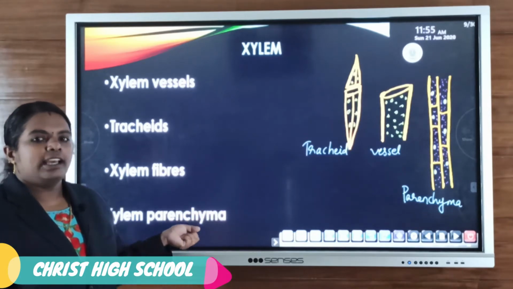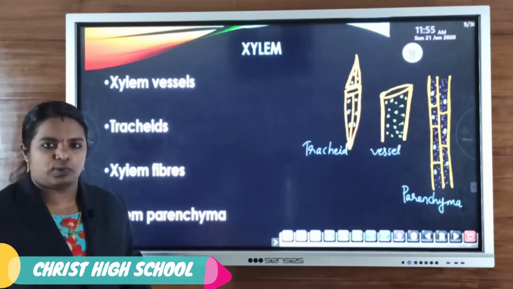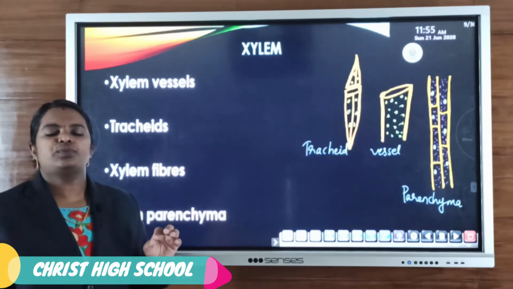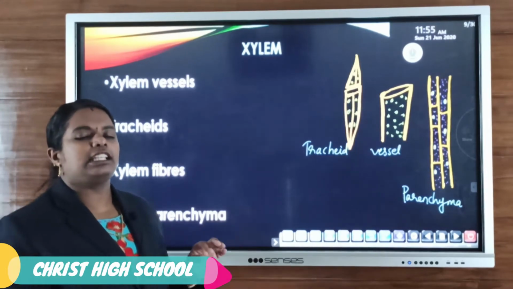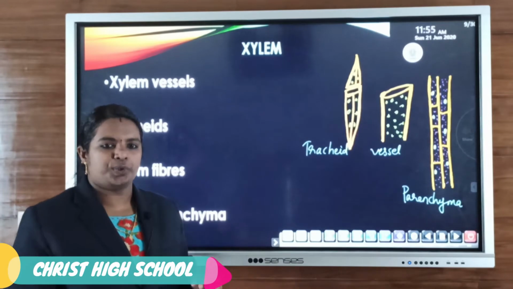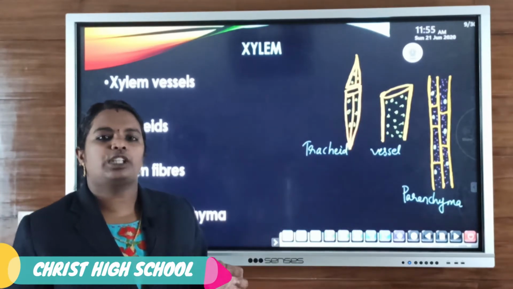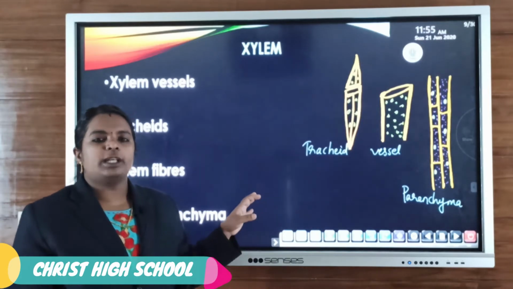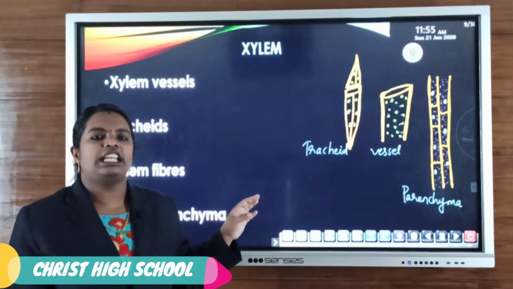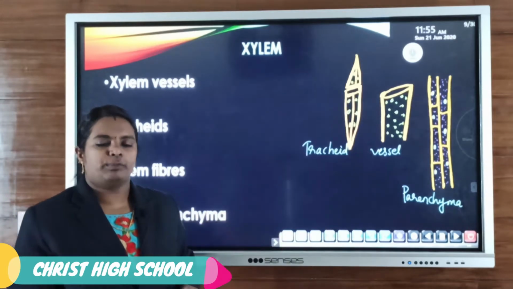Mainly these complex tissues are of 2 types, that is xylem as well as phloem. Xylem and phloem together are known as the conducting tissues of plant or vascular bundles, because both these cells mainly help in transportation in plants. Xylem's main function is to carry water and minerals from roots to the upper part of the plant body.